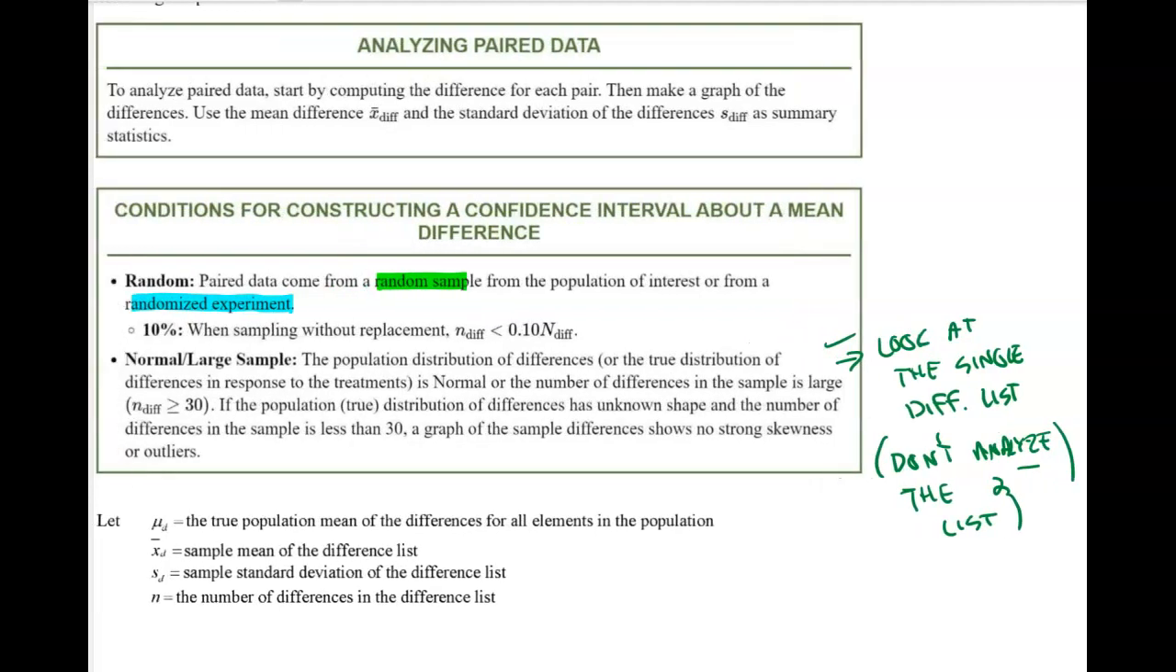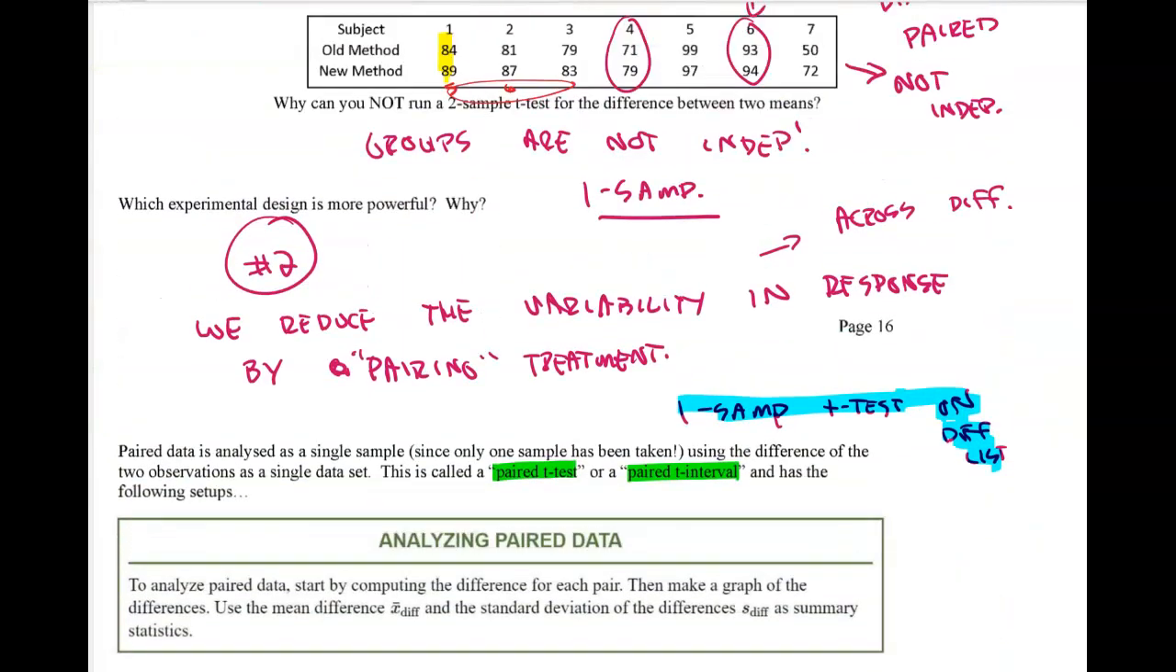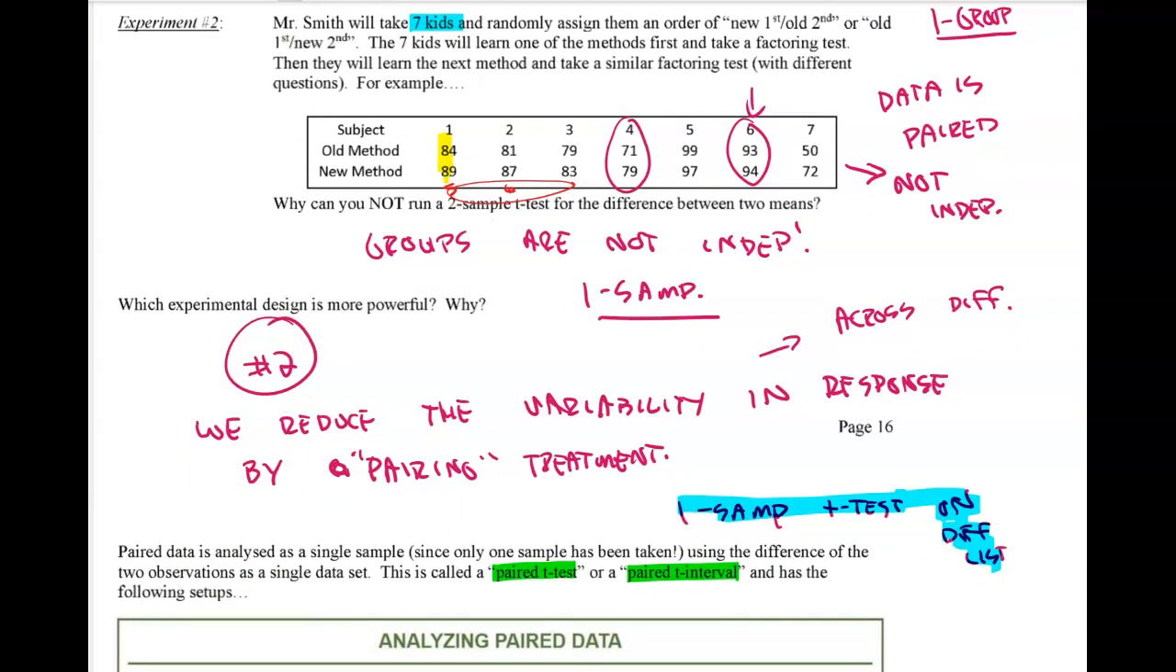What do I mean by that? Whenever I go to check this, I'm not going to look at this distribution. I don't care about that distribution. I'm not going to look at this distribution. I don't care about that distribution. The only one I'm going to analyze are those differences. So we look at this third difference list and we don't look at these two. That's a common mistake.